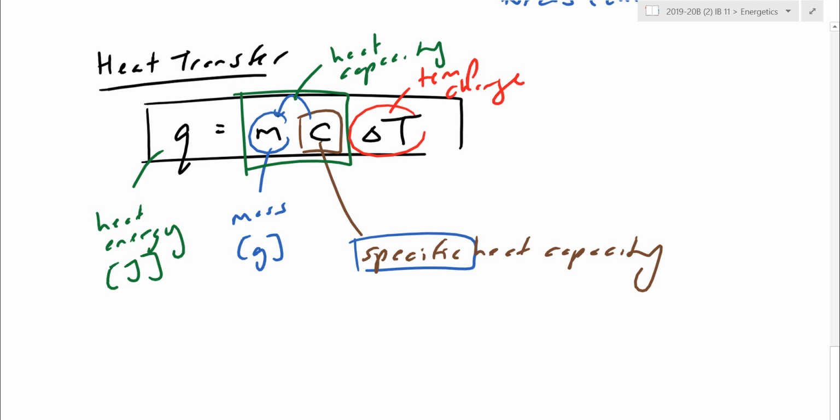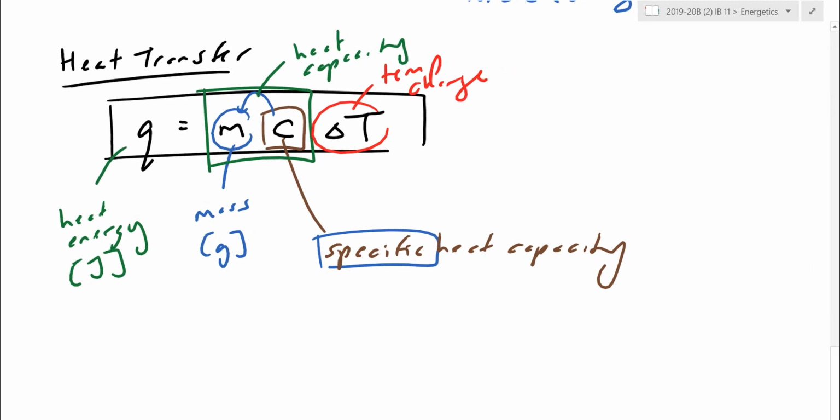So just be careful of how they word it here. When they say specific, they actually mean the mass term is pulled out. Let's have a look at specific heat capacity. So, specific heat of water.